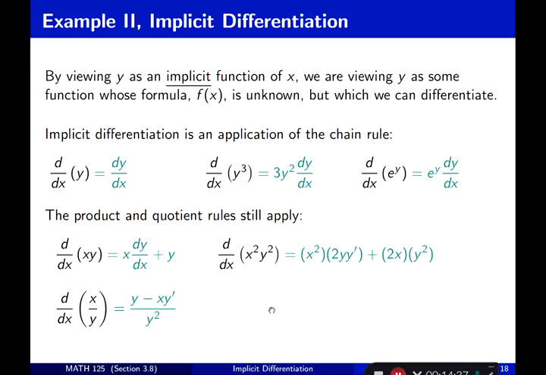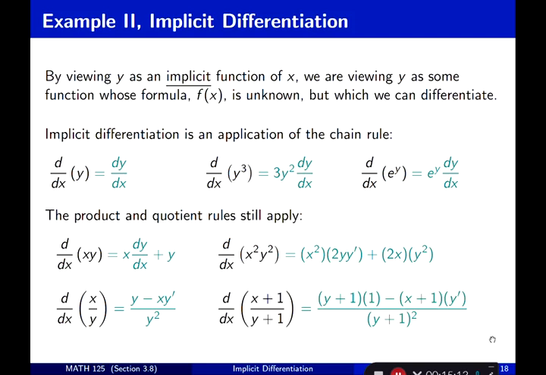How about the derivative with respect to x of x squared y squared? That is going to be, again, a product rule. It's going to be the first function, x squared, times the derivative of the second function, y squared. And the derivative of y squared is a generalized chain rule, 2y y prime. Then plus the derivative of the first function, 2x, times the second function, y squared.